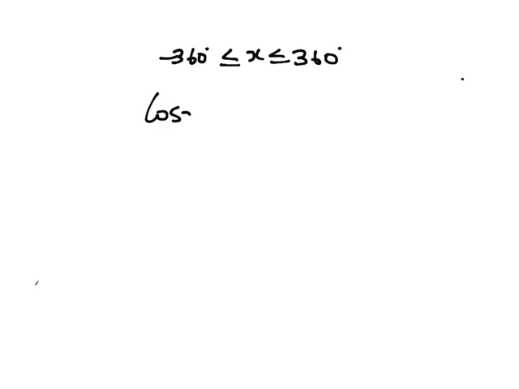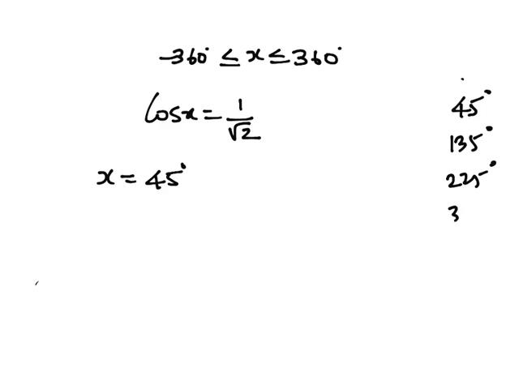Okay, let us solve one more problem. Cos x equal to 1 upon root 2. So we know that x can take the value of 45. What are the other three angles associated with 45? 45, 135, 225, and 315 degrees. Since cos x is positive here, it has to be in the first and the fourth quadrant. So 45 and 315.